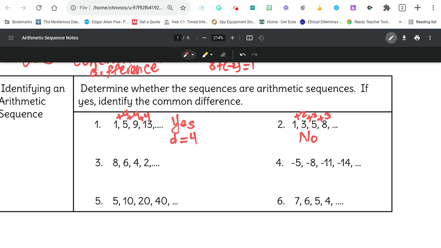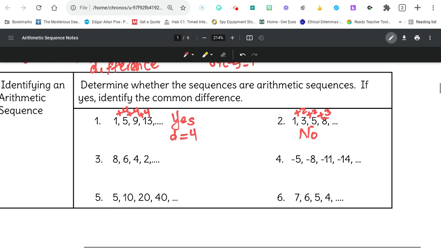5 plus 2 is 7, but we didn't get 7, we got 8. So this was actually 5 plus 3. So the difference changed. So it's not arithmetic.